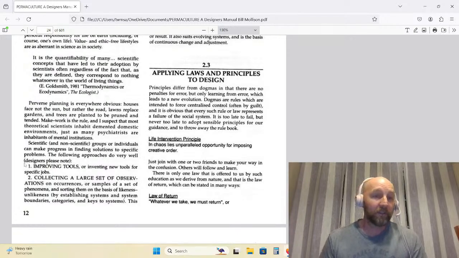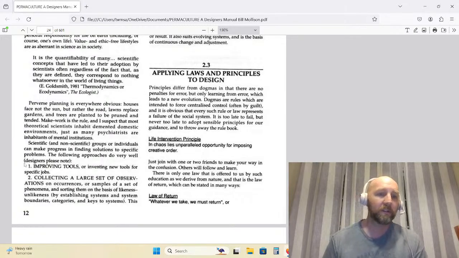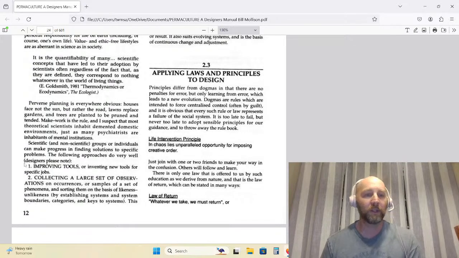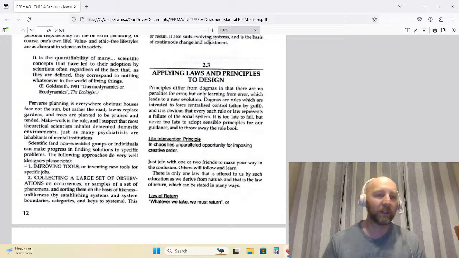Perverse planning is everywhere obvious. Houses face not the sun, but rather the road. Lawns replace gardens, and trees are planted to be pruned and tended. Make work is the rule, and I suspect that most theoretical scientists inhabit demented domestic environments, just as many psychiatrists are inhabitants of mental institutions.